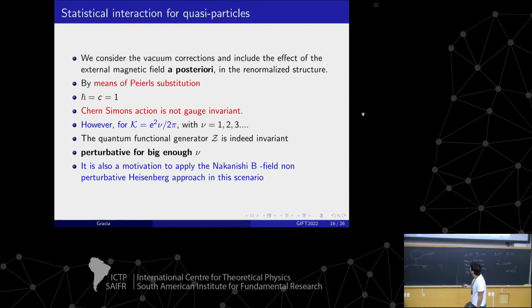Therefore, we will need also to think about a non-perturbative approach, the Nakanishi B field. We can do a bridge between theoretical investigation with an interesting motivation due to this physical scenario. But for big enough N, we can try to find some perturbation scheme. I did both things, the non-perturbative and perturbative. I will put just the perturbative. The perturbative result for the bosonic part is a well-known one, very simple and well-known.